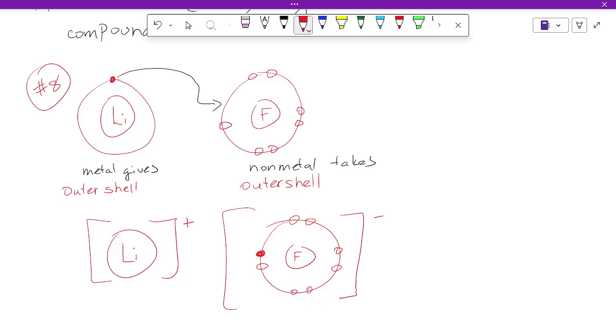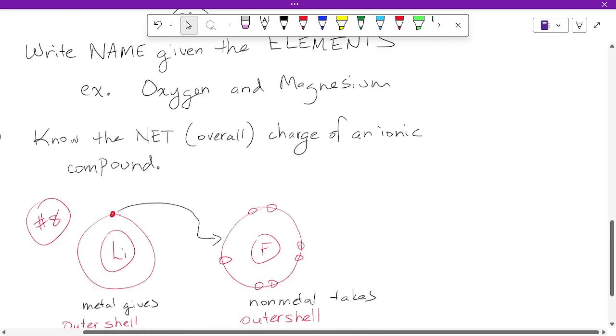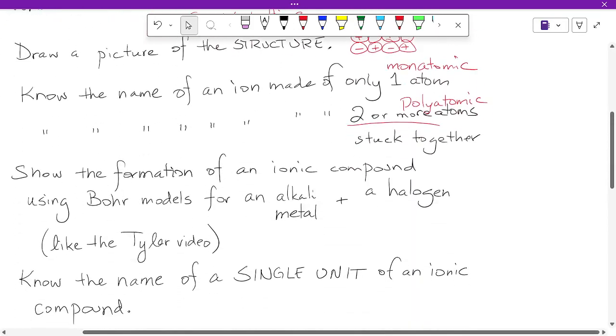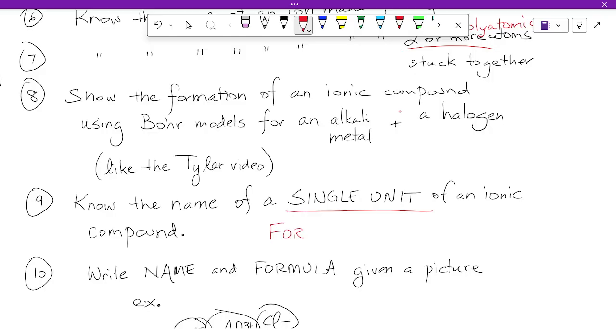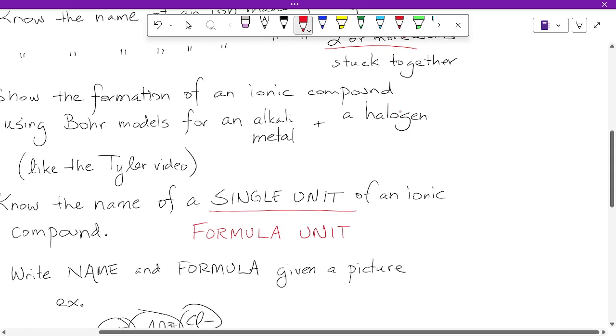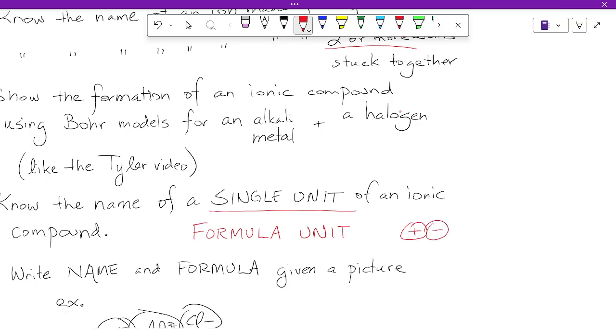Okay, we good? All right, let's go back up. So that was number 8. What is the name of a single unit of an ionic compound? Kira? That is a formula unit. So instead of having the whole crystal lattice structure, you would have just a positive and a negative.